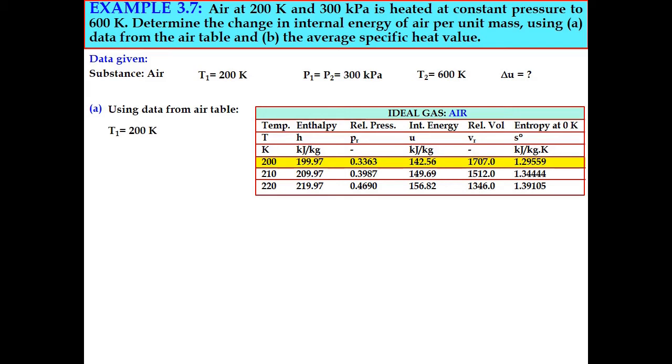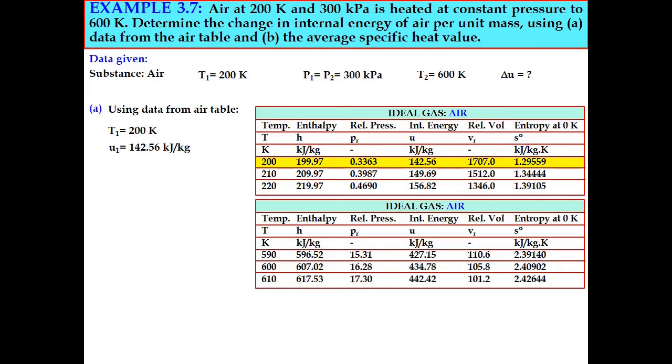At T1 equal to 200 Kelvin, we get U1 equal to 142.56 kilojoule per kg. However, for T2, we need to find the value for 600 Kelvin. Also for the temperature of 600 Kelvin, we can obtain it directly from the table, where the value of U2 equal to 434.78 kilojoule per kg.